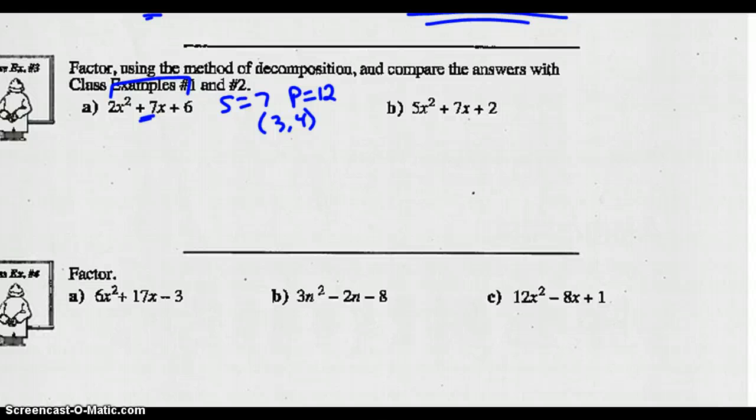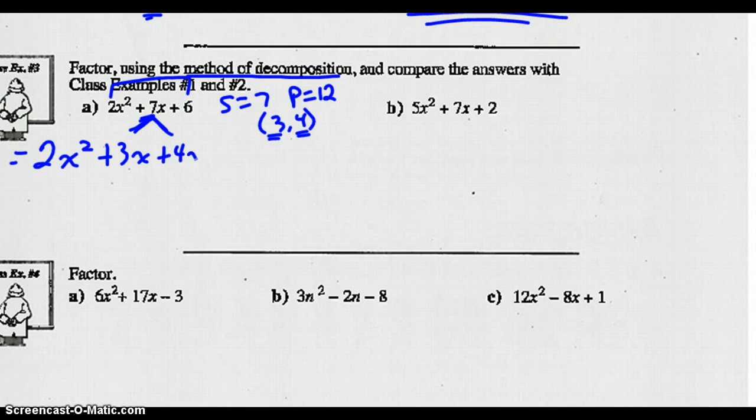But with the method of decomposition, this is just the start of the method. I now take this middle term of 7x and I decompose it. Decomposition is breaking down. I make it into a 4-term expression. So I keep the 2x squared, and I rewrite 7x as 3x and 4x. It doesn't matter what order I write it. I can put the 3x first or the 4x first. You can't go wrong as long as you get the two right numbers. So I've changed a trinomial into a 4-term expression by decomposing the middle term using these numbers we just found.